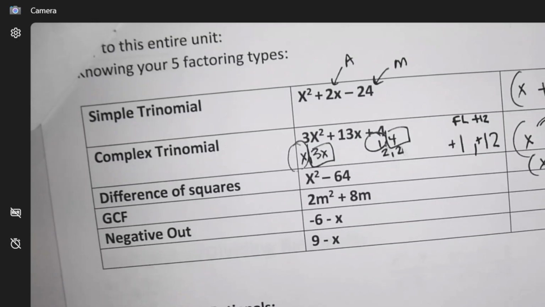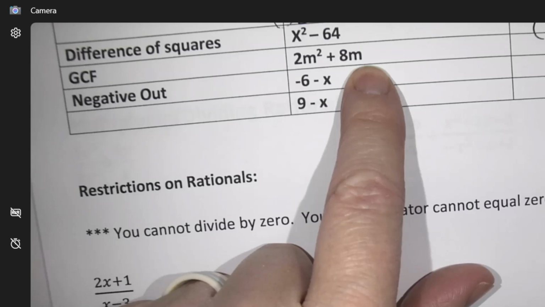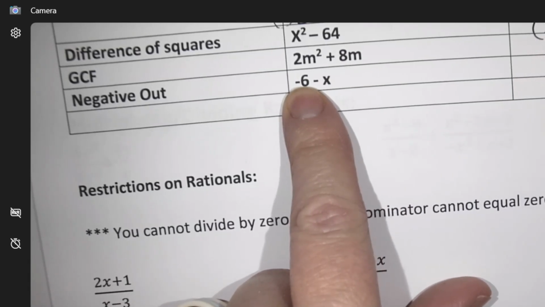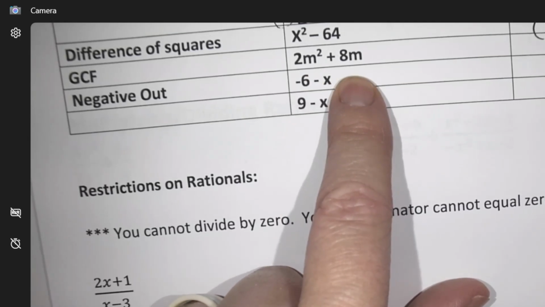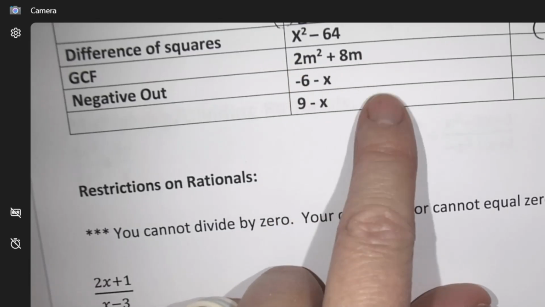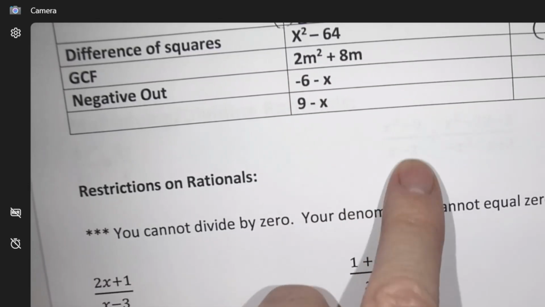Okay, GCF recap. So when I look at these terms, what could they both be divided by? 2m bracket. So 2m times m. And then you would have to do 2m times 4.